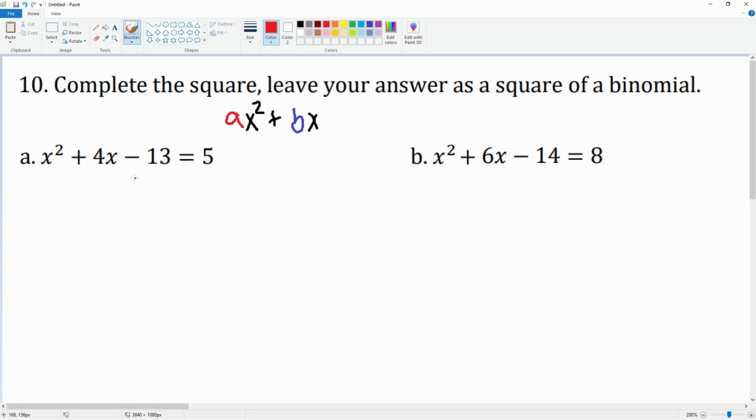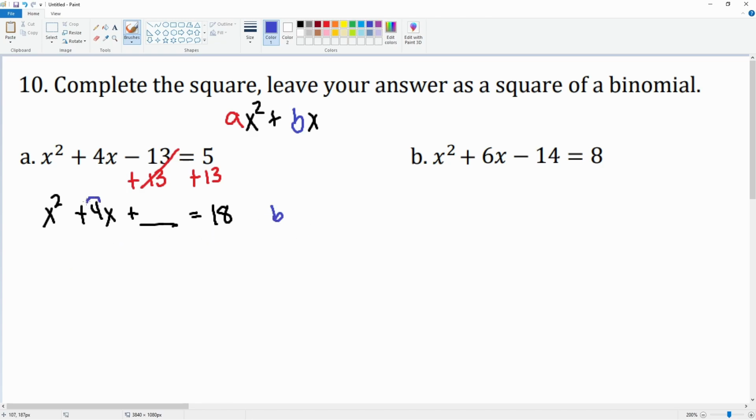So here, we're going to add 13 to both sides. This cancels, leaving you with an x squared plus 4x plus this gap is equal to 18. This is now incomplete. This is what we want. So now we complete the square.